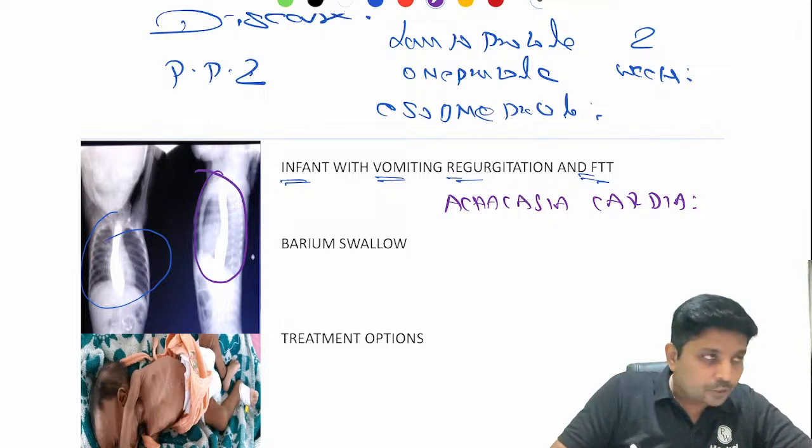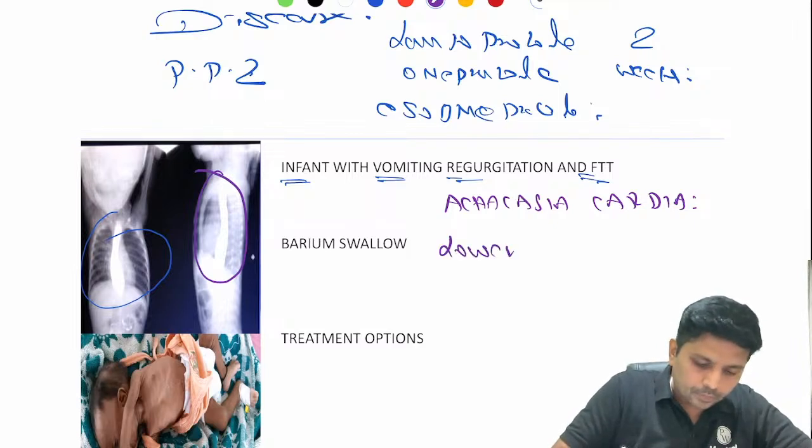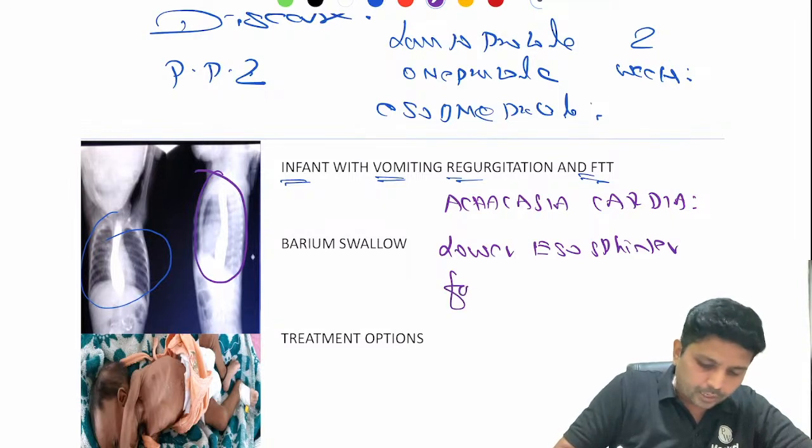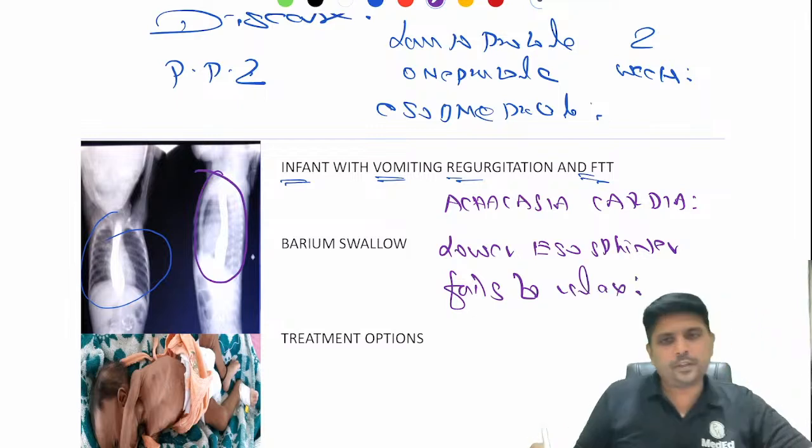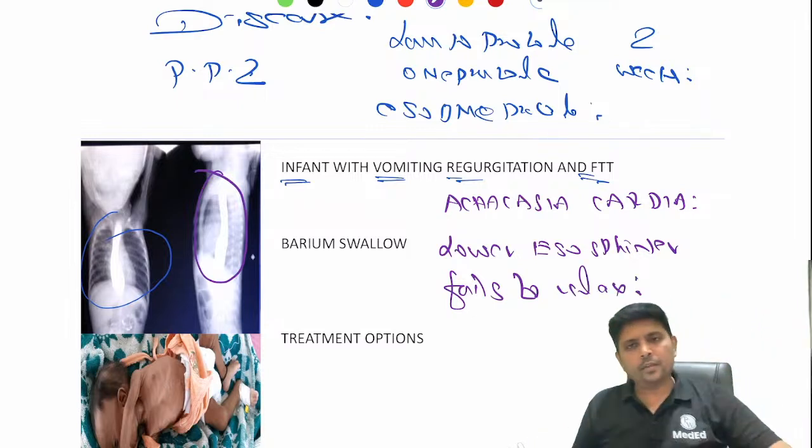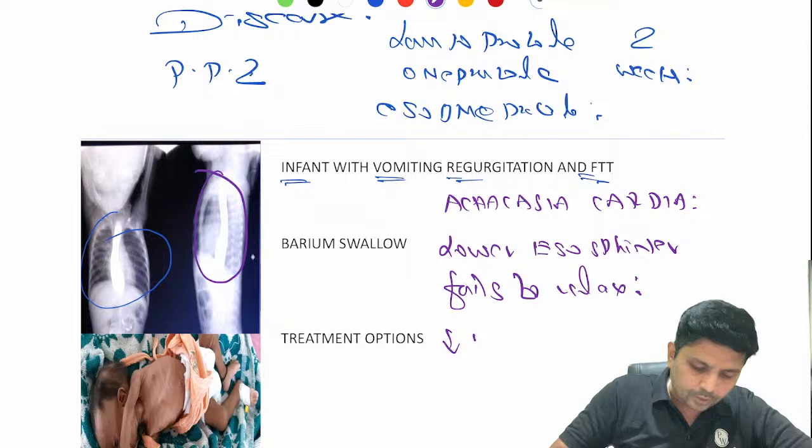Achalasia cardia, in which the lower esophageal sphincter fails to relax. The lower esophageal sphincter fails to relax because of low nitric oxide.